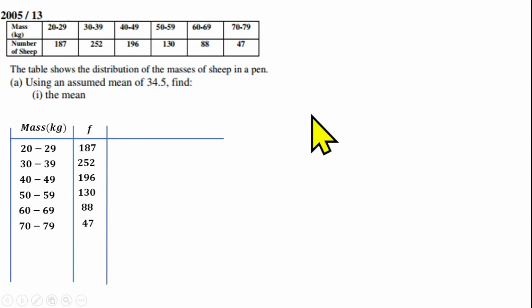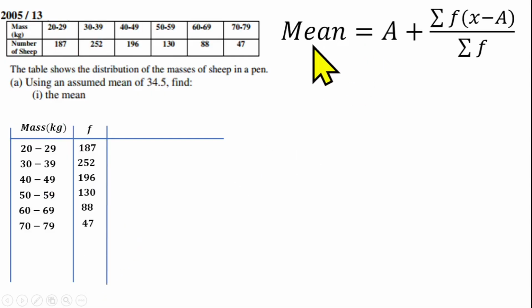Then the formula for finding mean given an assumed mean is assumed mean plus summation of f into x minus a over summation f. Now in the late 2000s and early 90s, sometimes they don't give you an assumed mean. They will say you should assume a mean by yourself, and then when you assume a mean, you use it to find the mean.